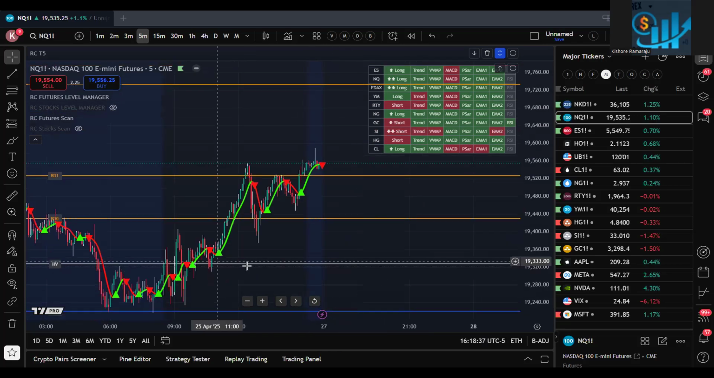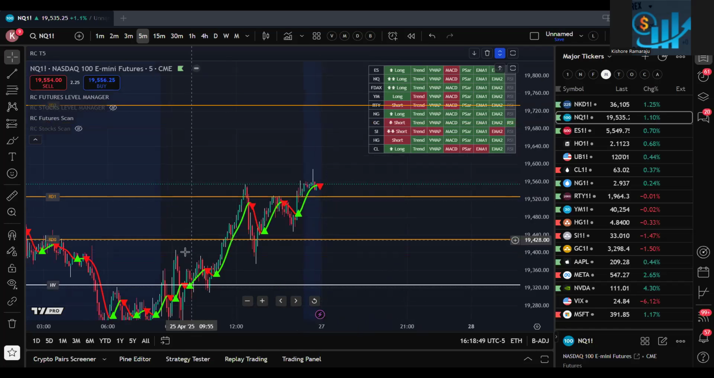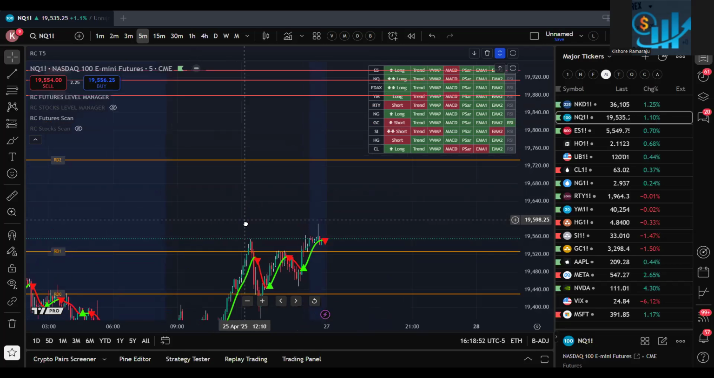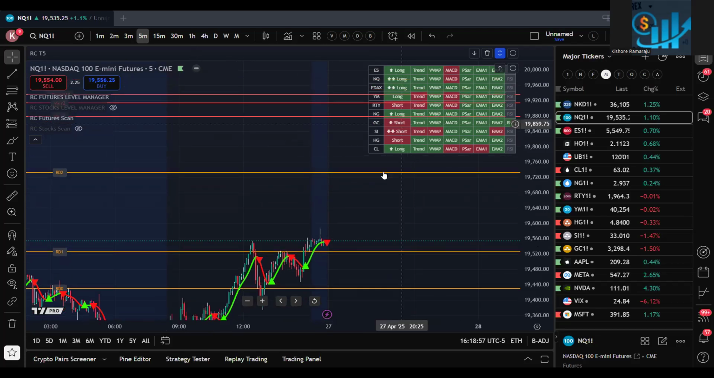Now this also broke this level. So this is your base level, this is your first resistance, this is your second. Now it broke resistance one and resistance two, and it is going further up. So now you can see two arrows. That means it broke one, broke two. Now if it also breaks this one, then it will show three arrows. So that means it is between this level and this level.